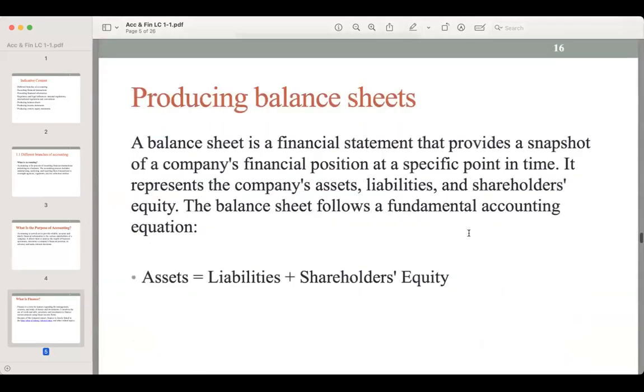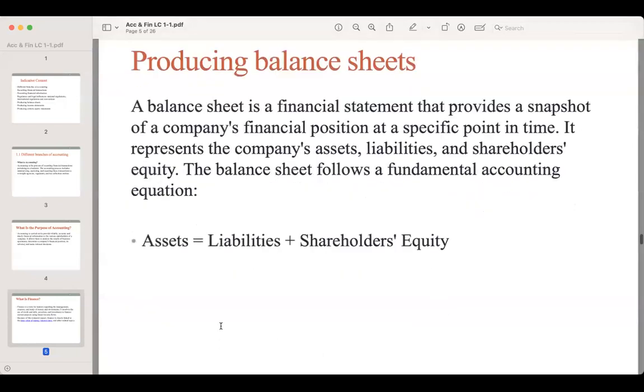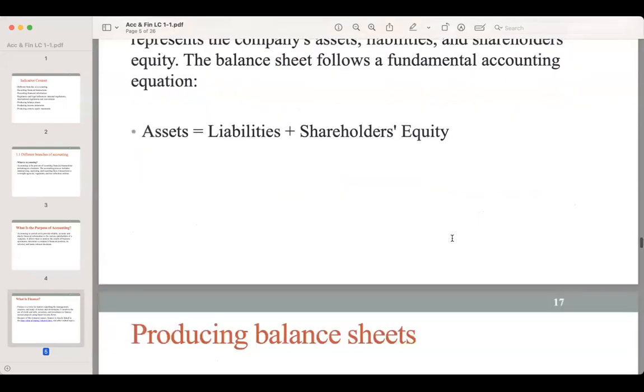Next is producing a balance sheet. A balance sheet is a financial statement that provides a snapshot of a company's financial position at a specific point in time. Anybody can see my screen? Okay. Please let me know if you can't see or can't hear me. So it represents the company's assets, liabilities, and shareholders' equity. A balance sheet follows a fundamental accounting equation, which you might have heard about: assets equal liabilities plus equity, capital, or stakeholders' equity.